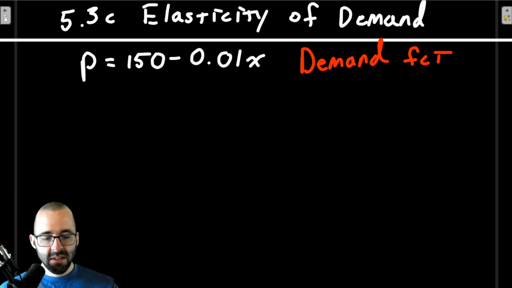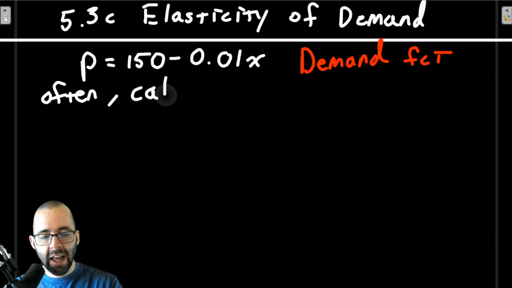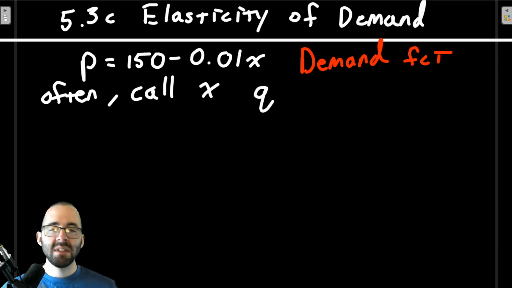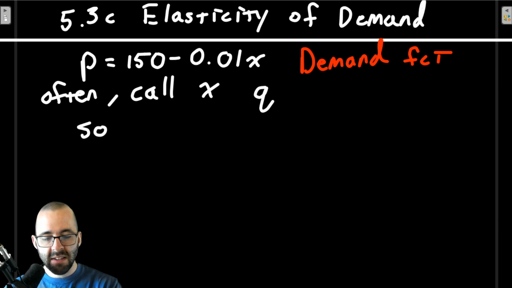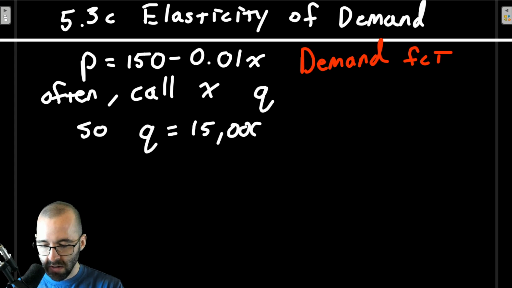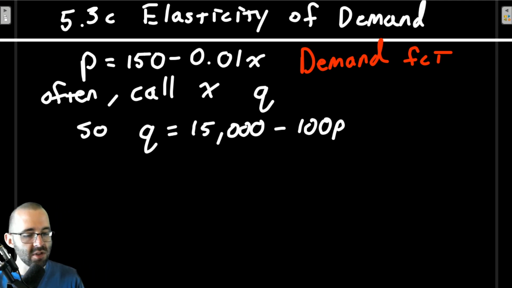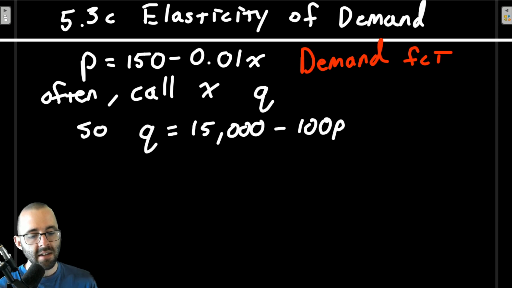Sometimes, especially in economics, we call X Q. Q is the quantity of items that we're going to sell. It doesn't matter what letters we use, but a lot of times we'll call it Q in this case. And so we can rephrase this demand function. If I solve for X and rename it as Q, I believe it's going to be Q equals 15,000 minus 100p. This is the same information. The difference is it relates it in a different way.